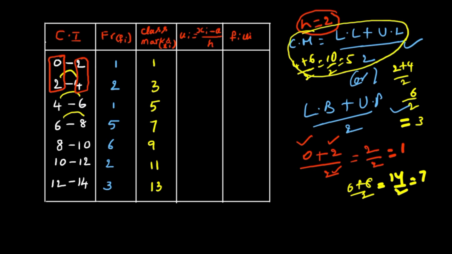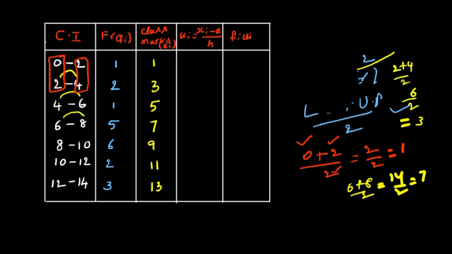So taking lower limit plus upper limit by 2. After finding two or three, you can observe that if the class sizes are the same, you can find out the class size. So you can add the class size to the previous class mark to get the next class mark.